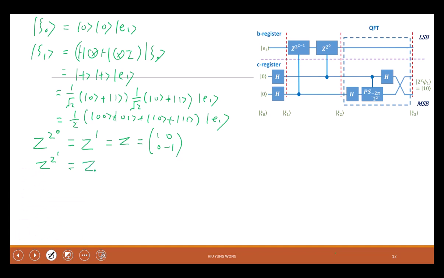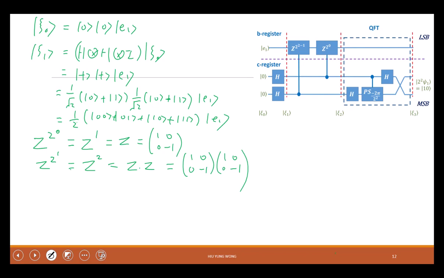Z squared, which is equal to Z times Z, right? This is not a tensor product. With a tensor product, you expand the space to a larger dimension. This is just a multiplication of matrices, which equals [1, 0; 0, -1] times [1, 0; 0, -1]. But you learned that before.